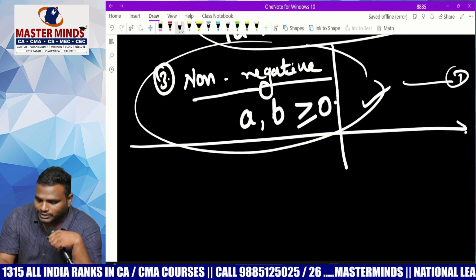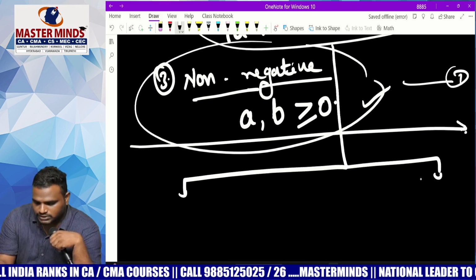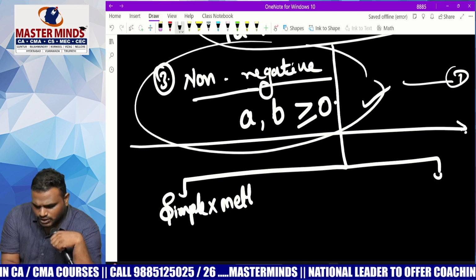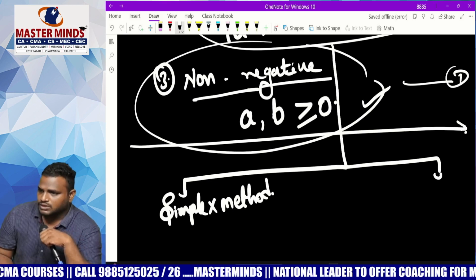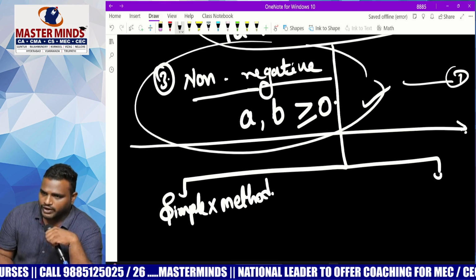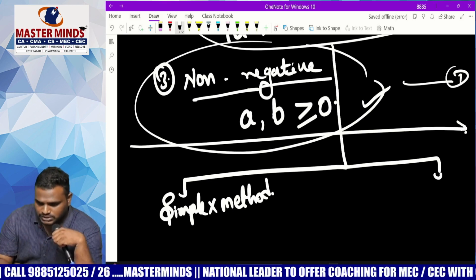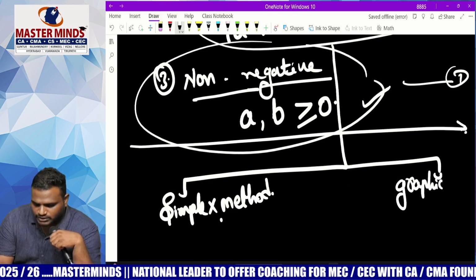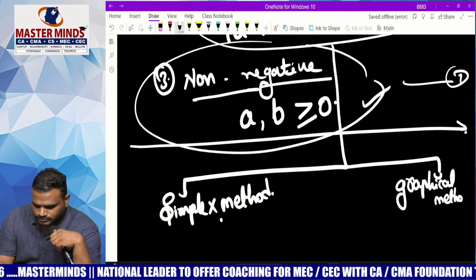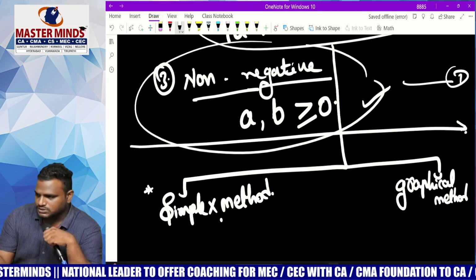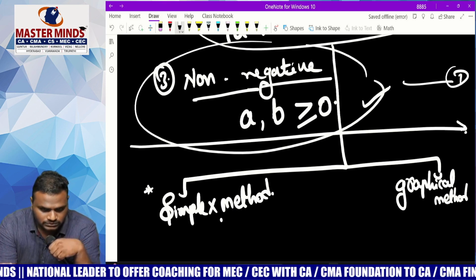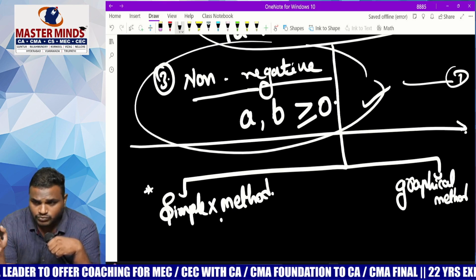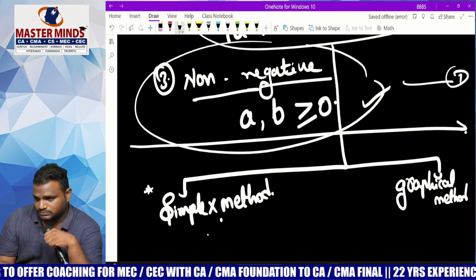Here there are two methods to solve these equations, to find out A and B. The first method is the simplex method and the second one is the graphical method. The name is simple, but it is tough. In entire costing, I am repeating, in entire SEM and OM, the toughest model is the simplex method.